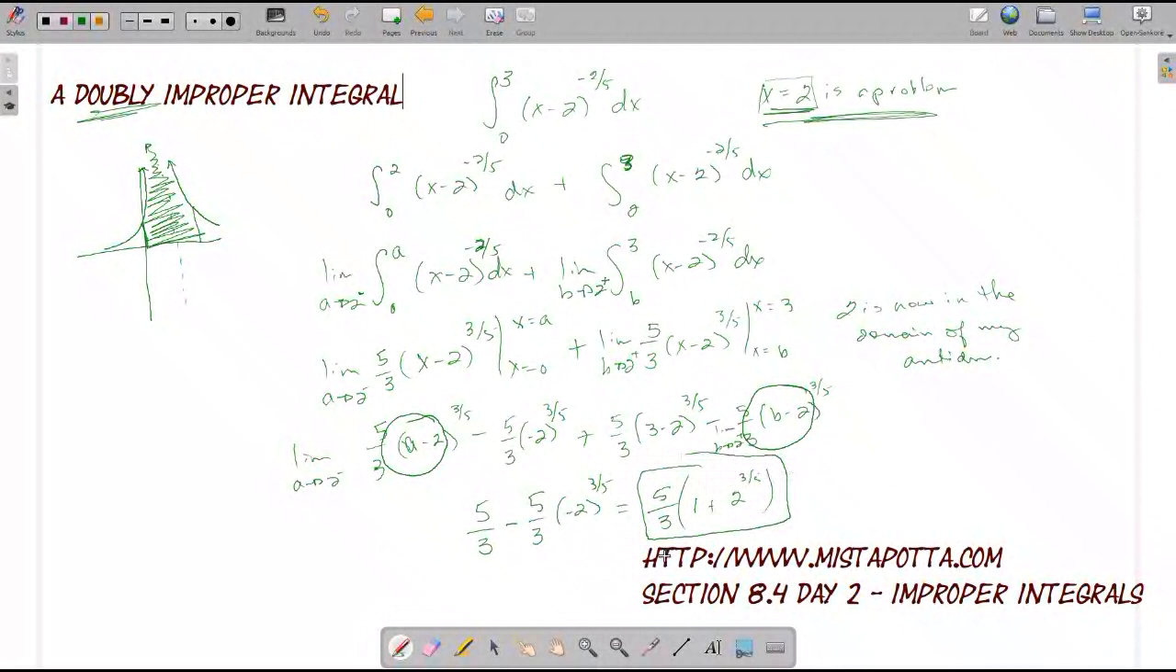So I have a way of trying to evaluate the area, even though I really have an asymptote on either side. My area is kind of cut in the middle by an asymptote. And I can do this through the power of improper integrals. But in order to deal with this, I'm dealing with limits involving infinity.